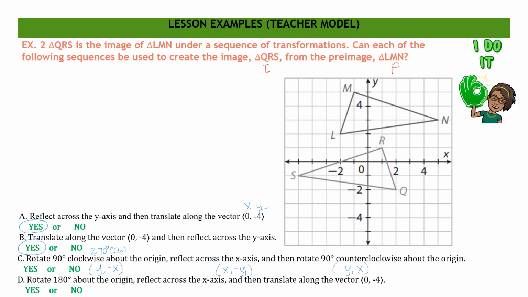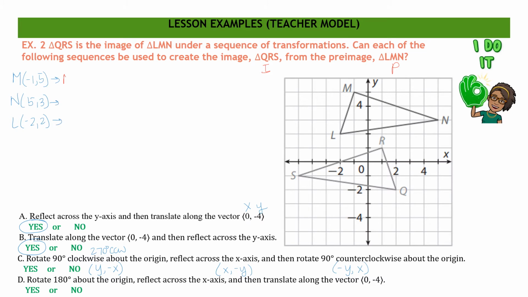So all we're doing is just applying these rules to our pre-image points. Again, our pre-image point for M is -1, 5. Our pre-image point for N is 5, 3. And then for L, we have -2, 2. So we're just going to apply the rules as they come. So let's do the first one.